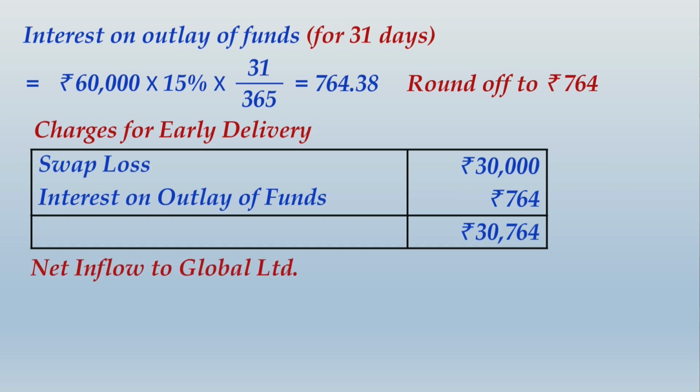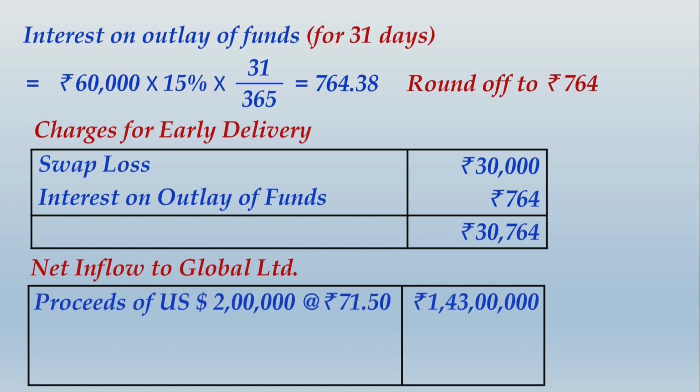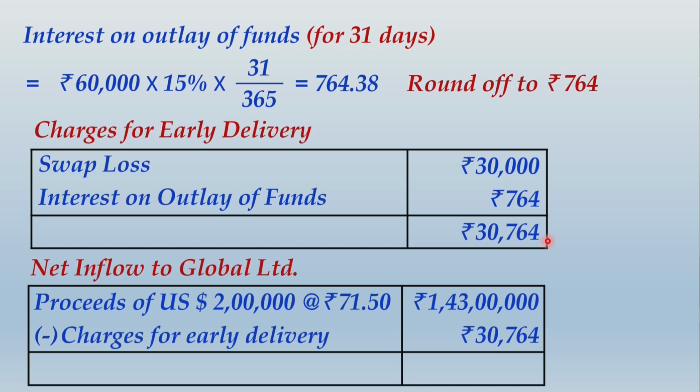So what will be the net inflow to Global Limited? The original contracted rate for selling $2 lakh for Global Limited was rupees 71.50 per dollar. That rate multiplied by $2 lakh gives you an inflow of 1 crore 43 lakhs for Global Limited, but Global Limited will have to bear this cost of 30,764. So this charge is subtracted from the gross remittance or the gross proceeds. The net proceeds in the hands of Global Limited will be 1 crore 42 lakh 69,236. With this, the entire solution comes to an end.